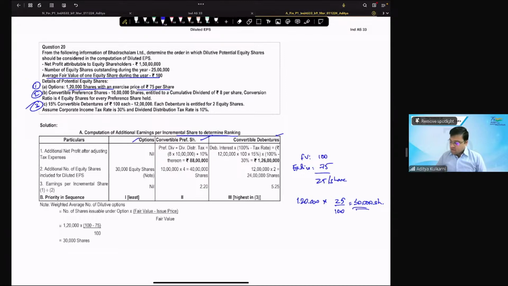What is this 30,000 shares? These are the potential shares which are present in your capital structure as part of the options.